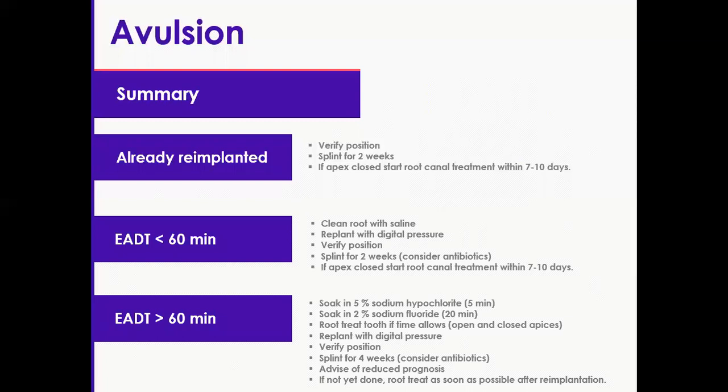If dry time has been over an hour, now the PDL is gone. Soak for 5 minutes in 5% bleach, strong bleach, and then 2% sodium fluoride for 20 minutes. Root canal, no matter whether you've got a mature root or open apex or whatever, do the root canal, and ideally outside of the mouth. Replant, do your check X-ray, splint for 4 weeks in this sort of case, because you are going down the route of ankylosis. Consider antibiotics, and advise that the prognosis is not going to be great.